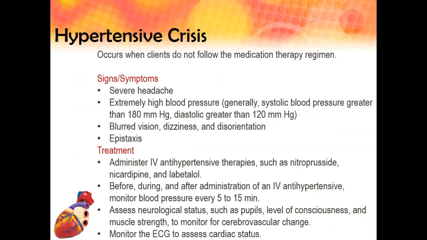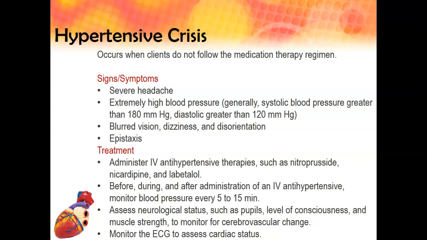Other issues, signs and symptoms and treatments for hypertensive crisis. A lot of times this may occur in patients who do not follow medication therapy, or they might have undiagnosed or untreated hypertension. So severe headache, extremely high blood pressure, blurred vision, dizziness or disorientation, and epistaxis, which is a nosebleed. Treatment, initially they'll use IV antihypertensive therapies.